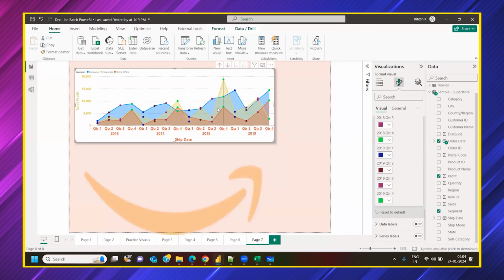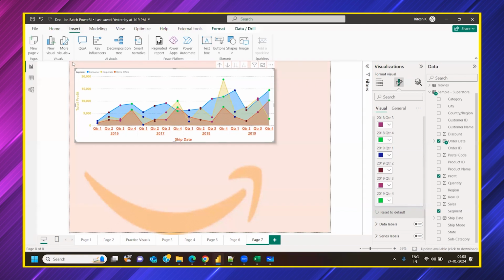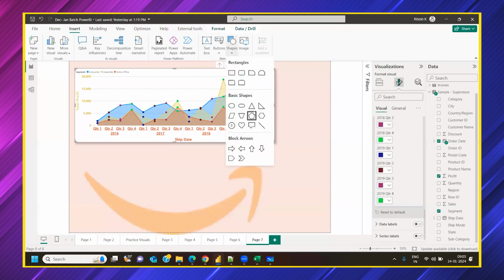If I come back to the normal Power BI view mode, in the home tab you have an option called text box. Either you can go to the text box option, or else navigate to the insert tab. In the insert tab, you'll get an elements division. In the elements, there are multiple options present. There is an option called shape. You can insert any specific shape.